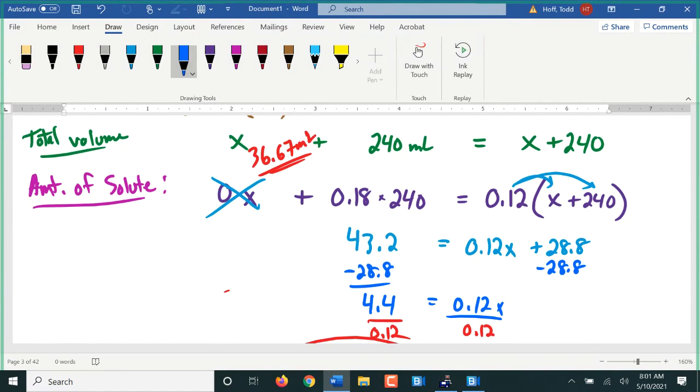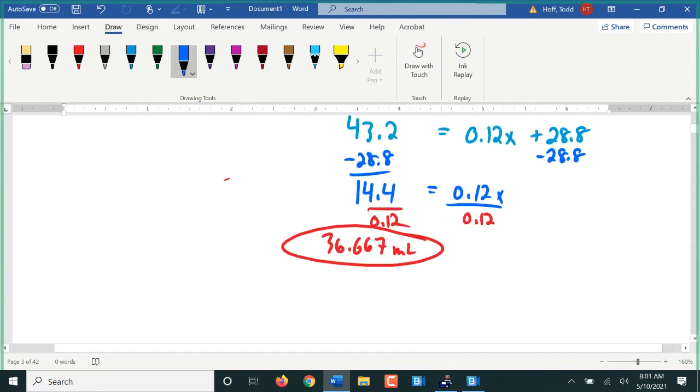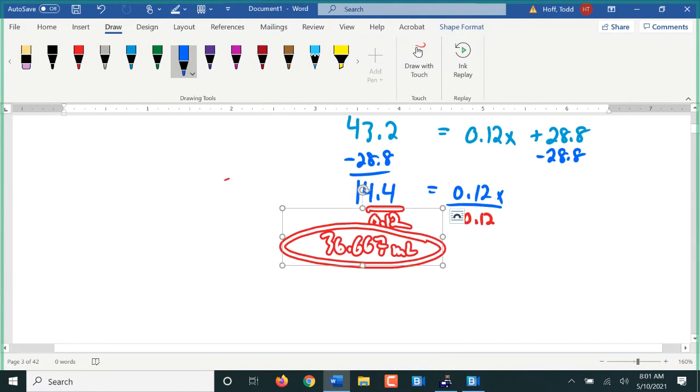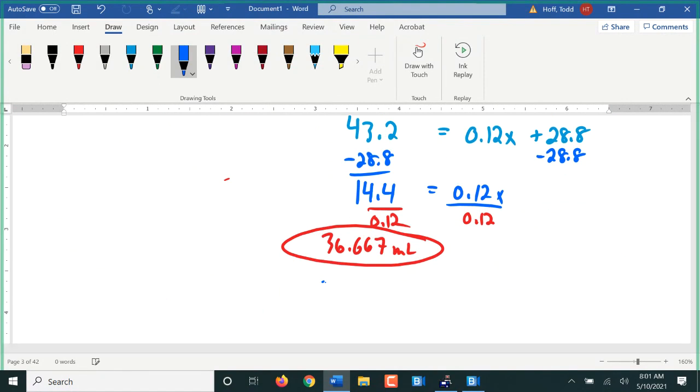I made a bad mistake. 43 minus 28 is not 4, it's 14. If I do 14 divided by 0.12, it'll be 20. That sounds more reasonable.